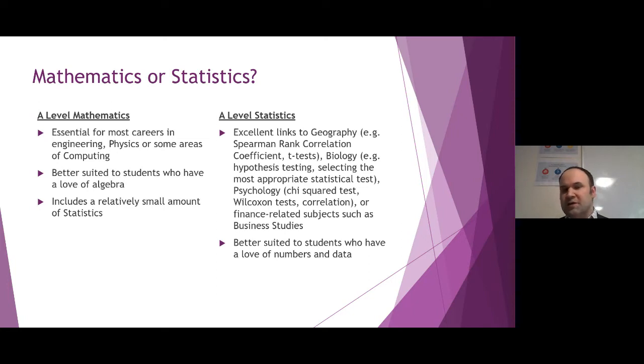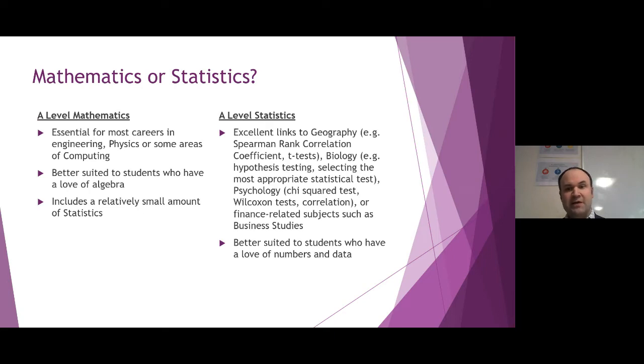But if your other subjects are going to be things like geography or biology or psychology, all of those subjects do have numerical calculations and even some statistics in them. And in geography, for example, Spearman's rank correlation coefficient is something which we actually do in A-level stats, and that's not something that's in A-level mathematics. So to have a nice overlap between your subjects, it makes a lot of sense to go for A-level statistics.